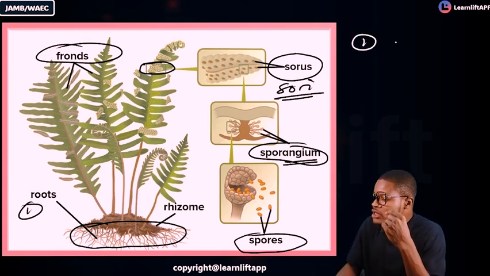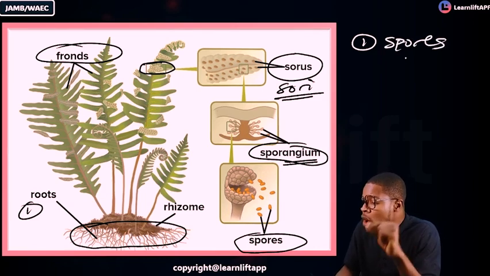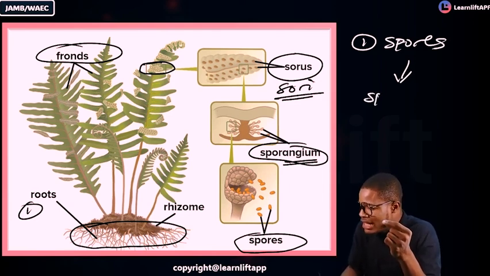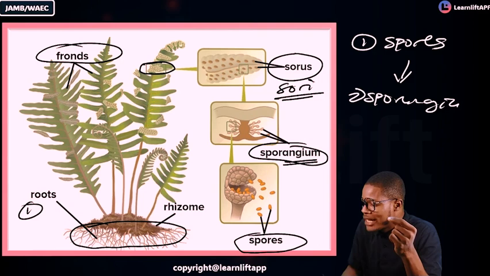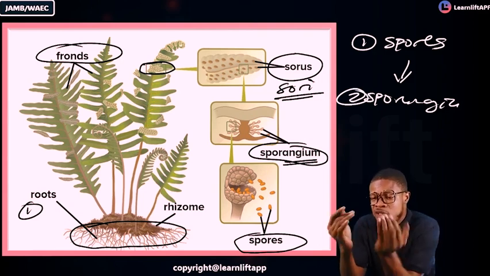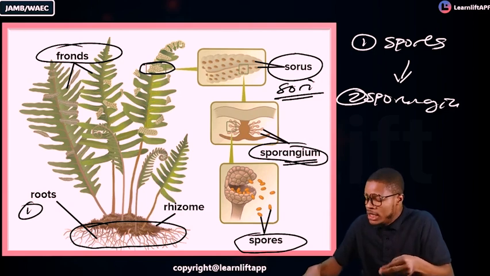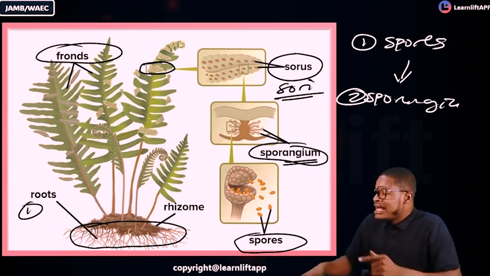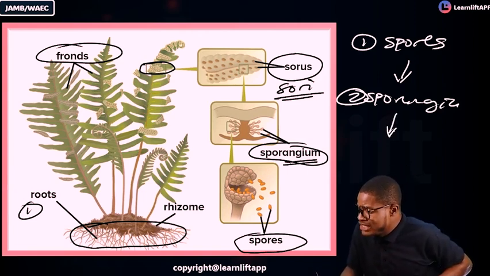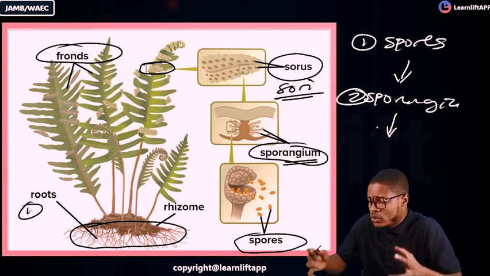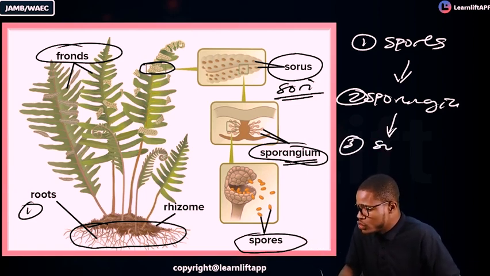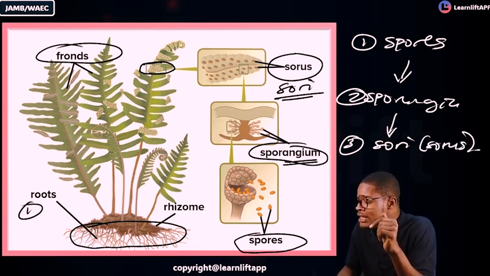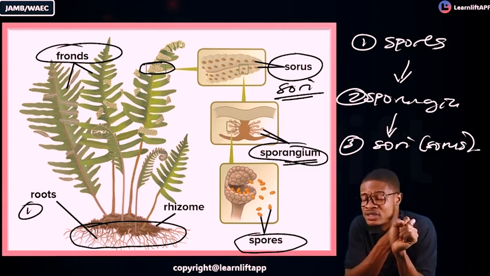Write this down very fast in your notes. Number one, it is called your spores. Spores are housed in a structure called the sporangia. That's number two. In your pteridophyte, spores are housed inside the sporangia. What is inside the sporangia? Spores. Now, aggregation of these sporangia, they aggregate themselves together to form number three, your sori. Sori is plural. The singular form is sorus. Whether sori or sorus, they are the same thing. Singular and plural is just the difference.